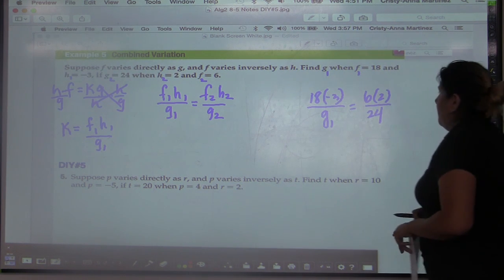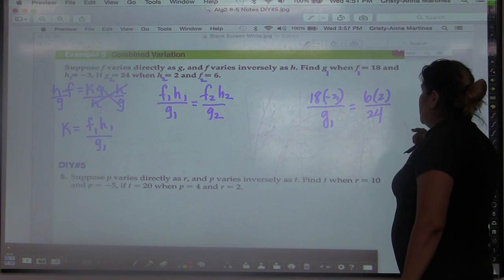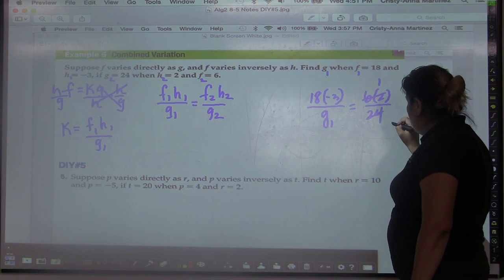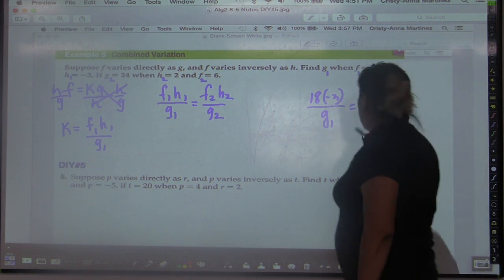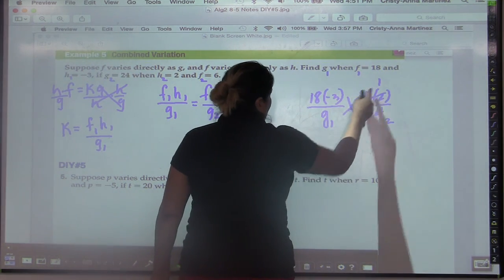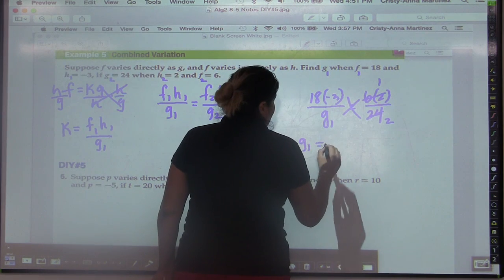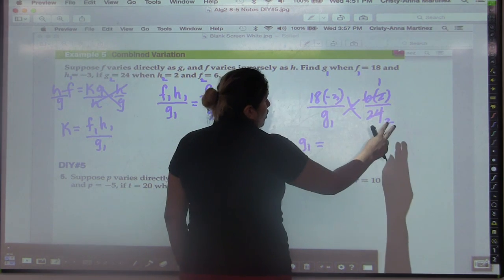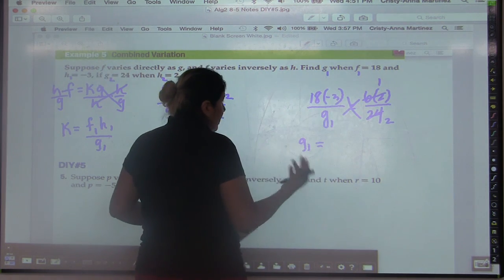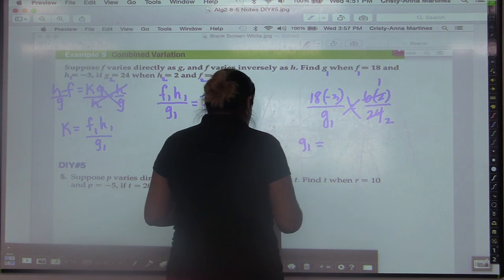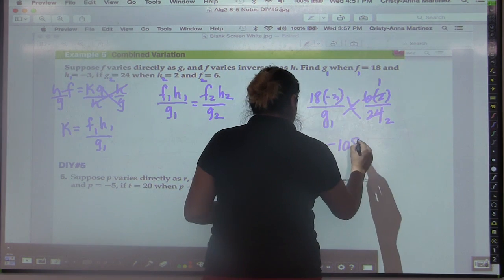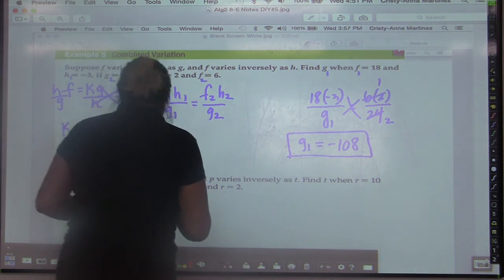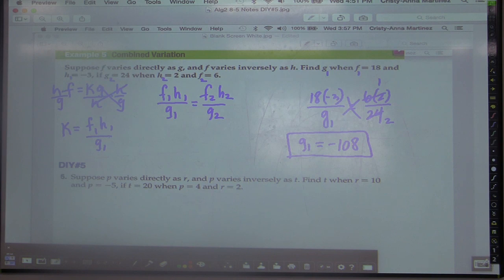So again, before we do anything else, we probably want to reduce some things. So we know that 6 times 2 is 12, and 12 goes into 12 once, and 12 goes into 24 twice. So now when we do our cross multiplication, we get 1 times G1 is just G1. And then 2 times 18 times -3, or you could go 2 times -3, which is -6, and -6 times 18 is actually -108. So our value for G1 is -108. And just like that, you have finished example 5.